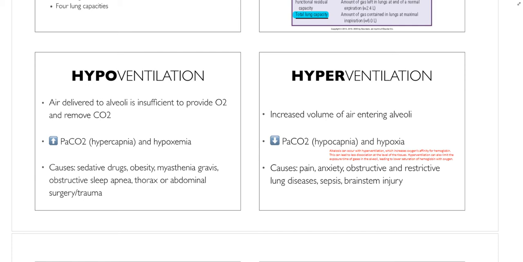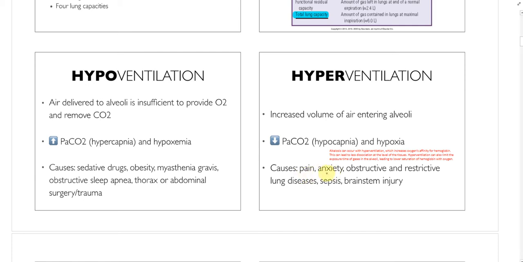So we may have enough saturation in the blood itself, but we may actually become hypoxic at the level of the tissues because we're not actually exchanging gases down there. In addition to that, hyperventilation can actually potentially be too quick of a movement of air through our lungs to allow enough time for gas exchange to occur at the level of the alveoli.